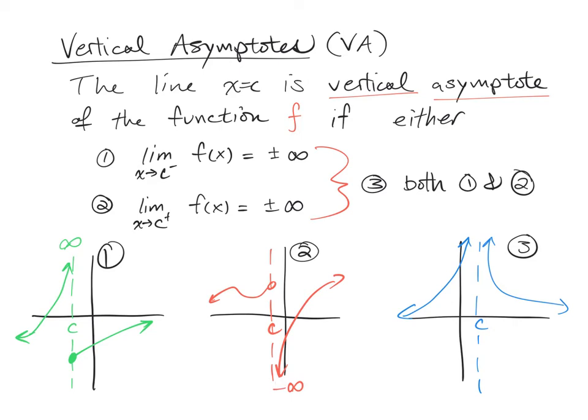And then the last example, both 1 and 2, that means as you approach c from the left and from the right that the graph approaches positive or negative infinity. And in this case, both of them are going to infinity. So this establishes that there is a vertical asymptote at x = c.